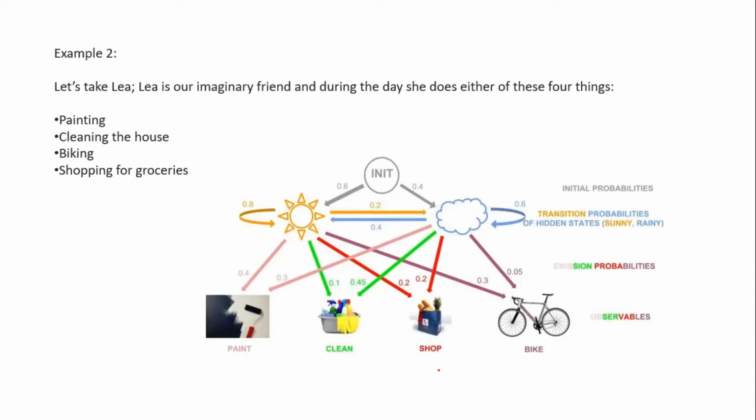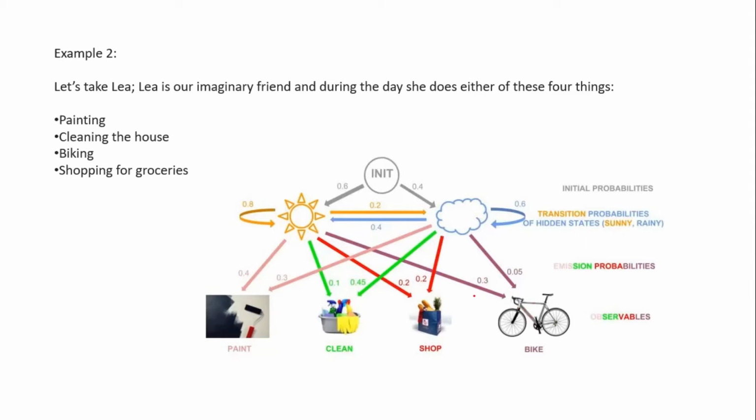Assume that we have an imaginary friend, Lee, and during the day she can perform either of the four things. It can be either painting, cleaning the house, biking, or shopping for groceries. So these are the four activities. We can consider them as observables. Now, from this observation sequence, we want to know whether the day has been sunny or rainy. So based on this sequence, we need to find that out. So these two states, sunny and rainy, are going to be our hidden states.